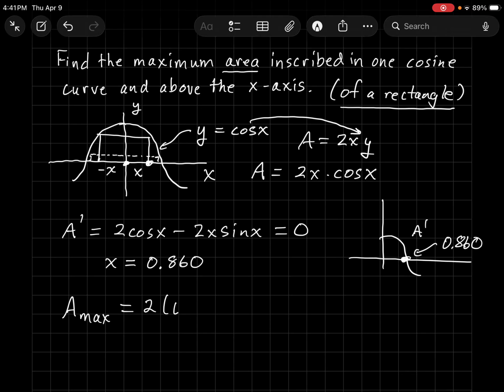So I will go ahead and plug that x value back into my area equation right there. Still using a calculator. And I get that the maximum area is 1.122.